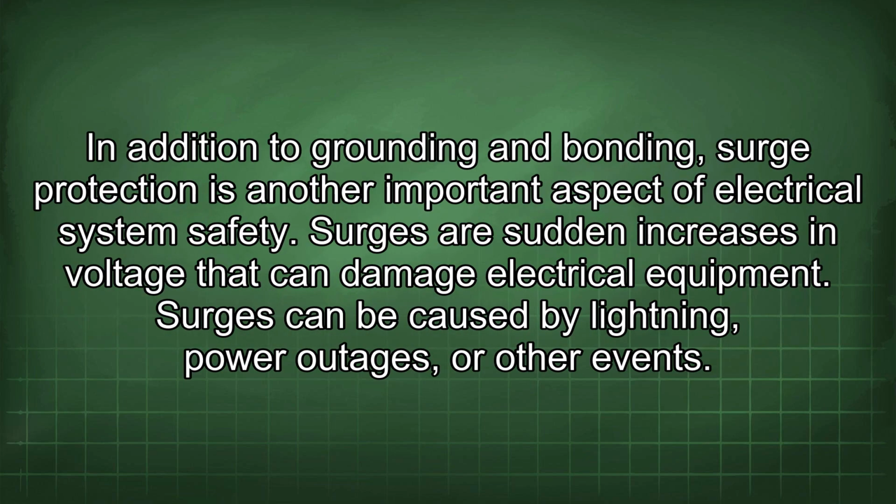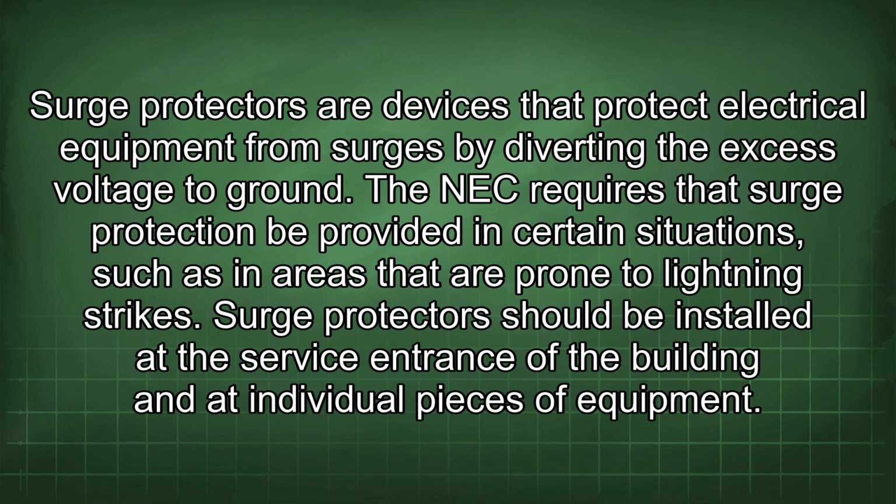In addition to grounding and bonding, surge protection is another important aspect of electrical system safety. Surges are sudden increases in voltage that can damage electrical equipment. Surges can be caused by lightning, power outages, or other events. Surge protectors are devices that protect electrical equipment from surges by diverting the excess voltage to ground.